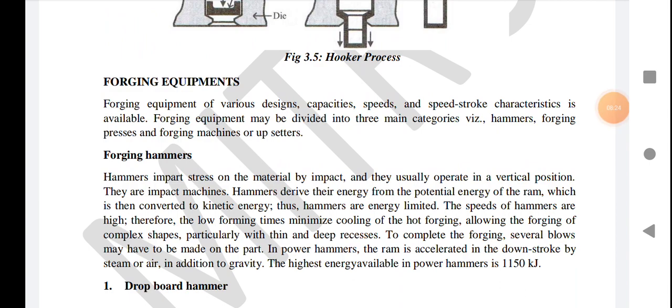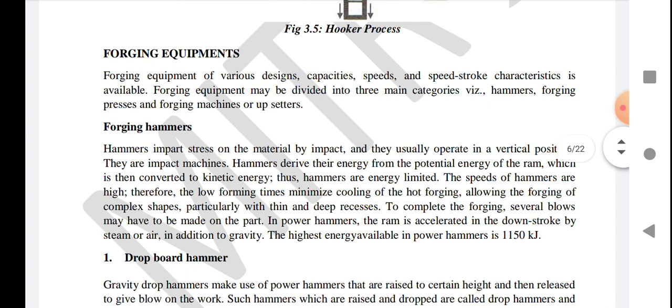Now we move to forging equipment. Forging equipment of various design capacity, speed and stroke characteristics is available. Forging equipment may be divided into three main categories: hammer, forging press, and forging machine or upsetter.